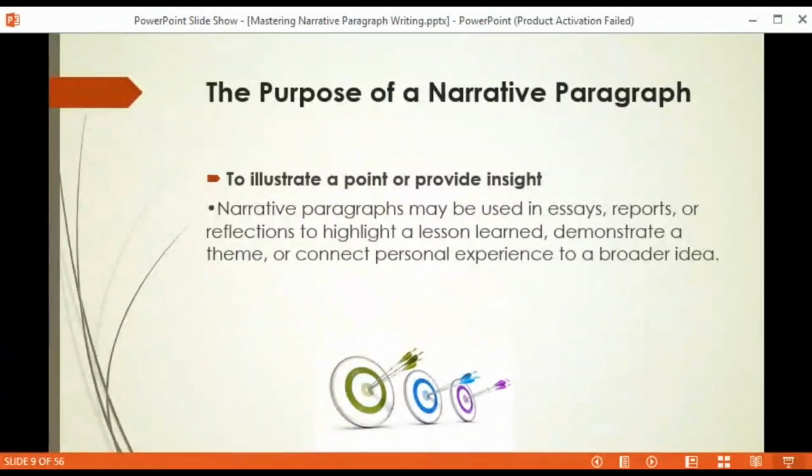The third purpose is to illustrate a point or provide insight. Narrative paragraphs may be used in essays, reports, or reflections to highlight a lesson learned, demonstrate a theme, or connect personal experience to a broader idea.